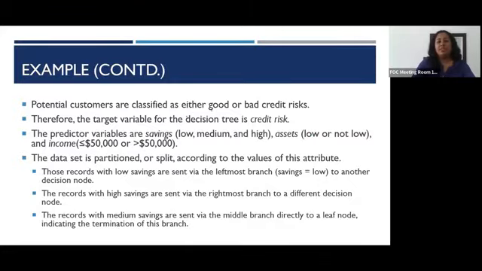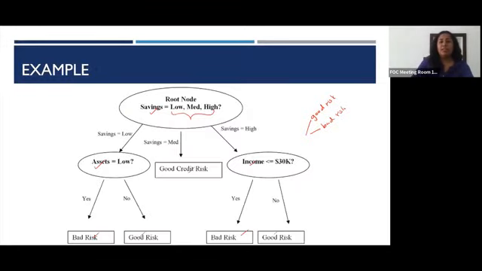Potential customers are classified as good or bad credit risk. That is a label. Therefore, the target variable or label is credit risk, right? The predictor variables are savings, assets, income. That means using savings, assets, and income, you are predicting whether it is a bad risk or a good risk, right? The data set is partitioned or split according to the values of the attribute. Those records with low savings are sent via the leftmost branch, medium ones in the middle, and high ones are sent in the rightmost branch.